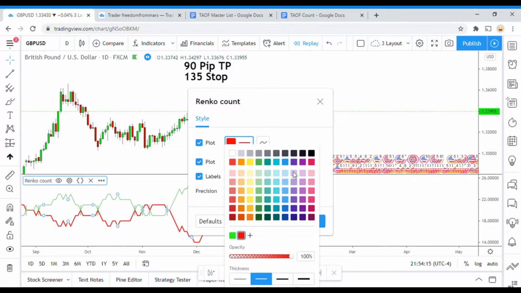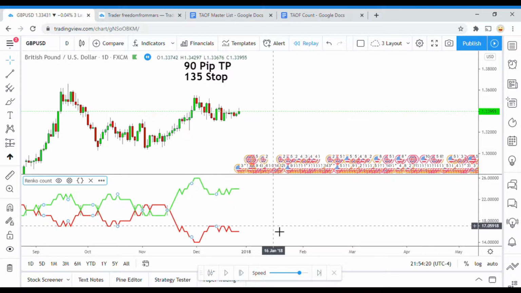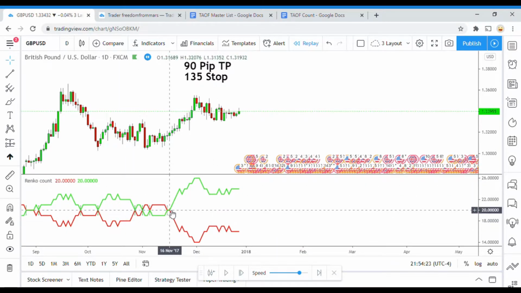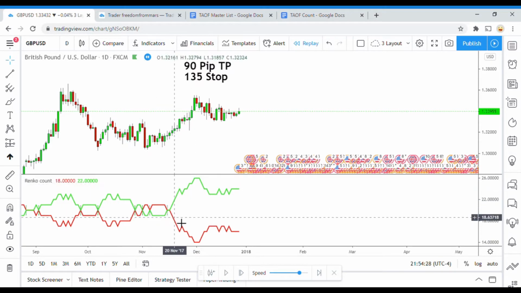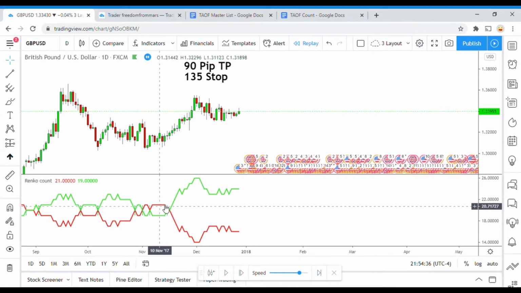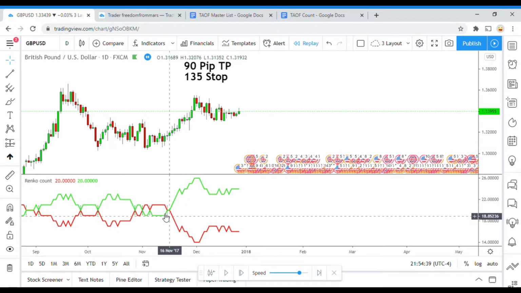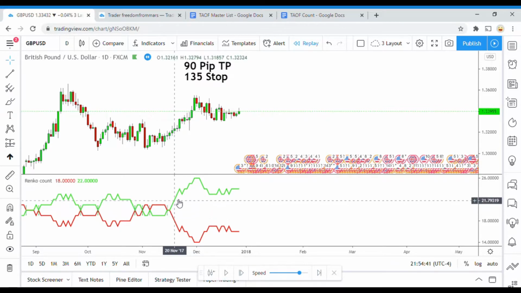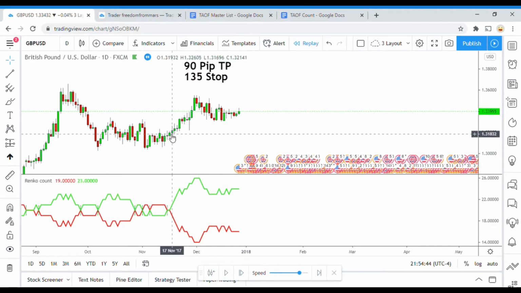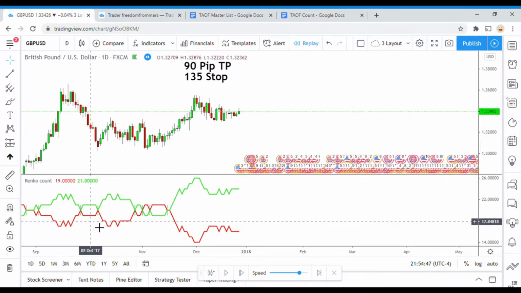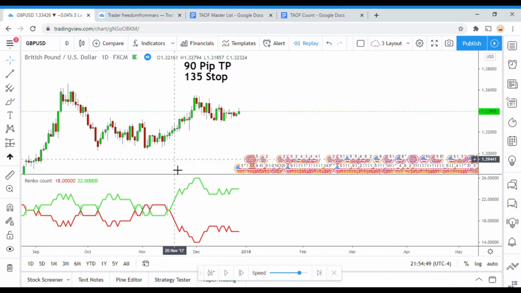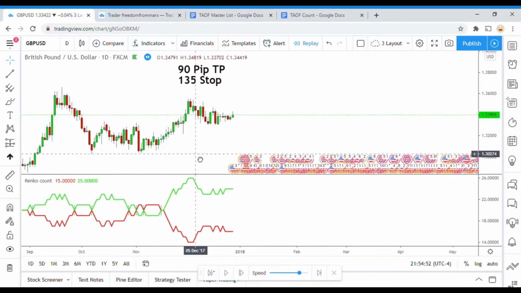Let me make this a little bit bigger. There we go. I think that's easier to see now. So you have the green line, you have the red line, and when they cross, this is similar to the Aroon indicator, as there is a cross up. That cross up either is with the green line, which would be a signal to go long, or it will cross up with the red line, which is a signal to go short.